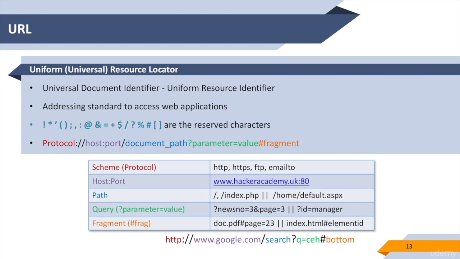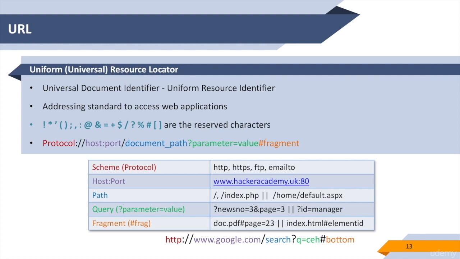Port is separated from the host name by a colon. This is the port number where the application is served. If it's not given, the default port numbers are used. The default port numbers are 80 for HTTP, 443 for HTTPS, and 21 for FTP. Path is usually organized in hierarchical form that appears as a sequence of segments separated by slashes.